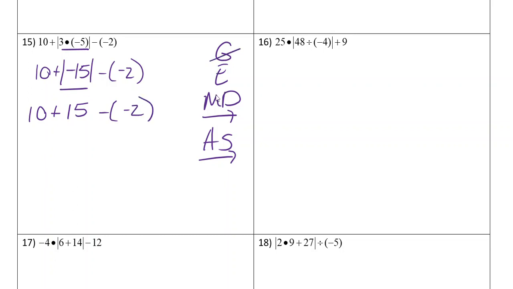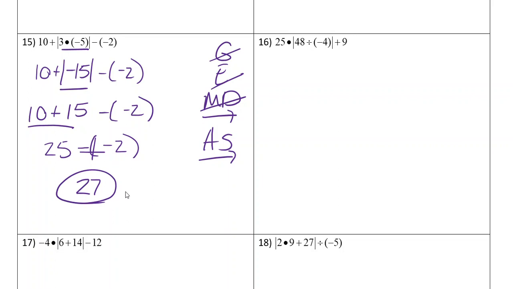Now I don't have any more groupings. I don't have any exponents. There's no multiplication division, but I do have addition, subtraction. 10 plus 15 would be 25. Minus that negative 2. Remember, minus negative turns to a plus, so this becomes 27. Okay, same process for number 16. Go ahead, try that one.